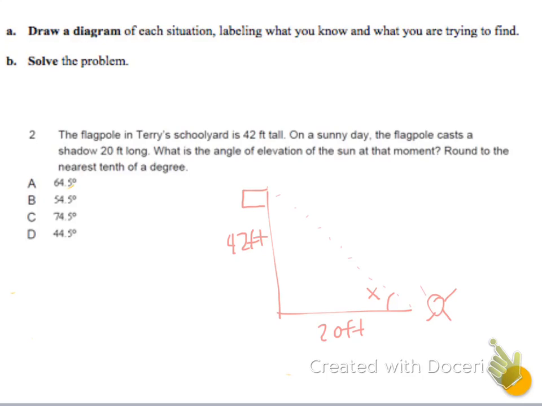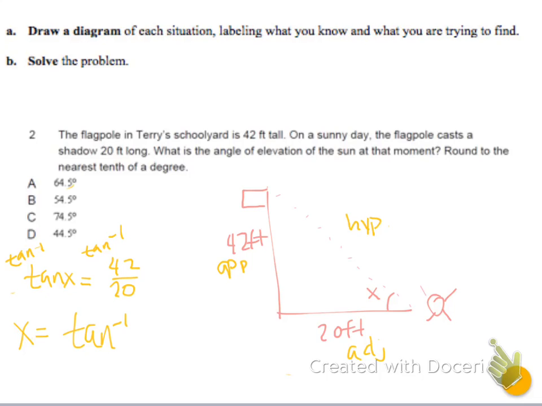Okay, so let's label our triangle. We have our hypotenuse. We have our opposite side, and we have our adjacent side. So it looks like we're using tangent because we need our opposite and adjacent again. So tangent of x is equal to my opposite, 42, over my adjacent, 20. To get rid of that tan, to get x by itself, we do the inverse tan to both sides. So x will equal inverse tan of 42 over 20. So when we plug that into our calculator, x should equal 64.5 degrees. So A.